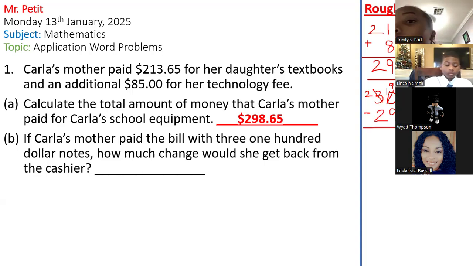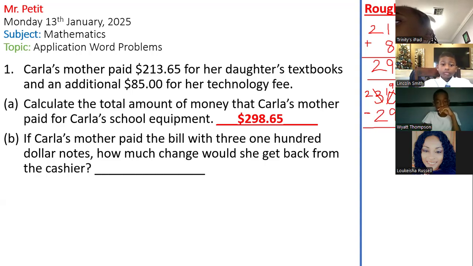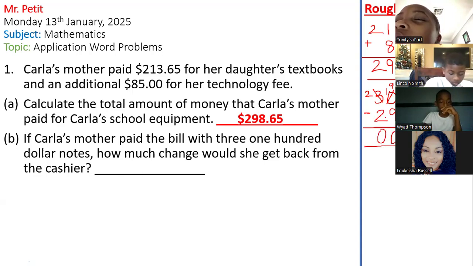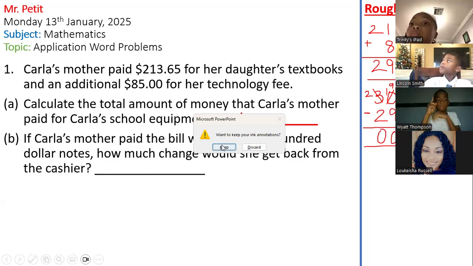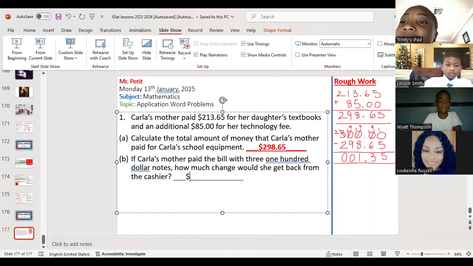3, very good. We put the decimal point down, right? Yeah, so 9 minus 8 is what? 1, very good. 9 minus 9 is 0. And 2 minus 2 is 0. And so what our answer is? $1.35. Did anyone else get $1.35 before me? I did. $1.35. Very good.